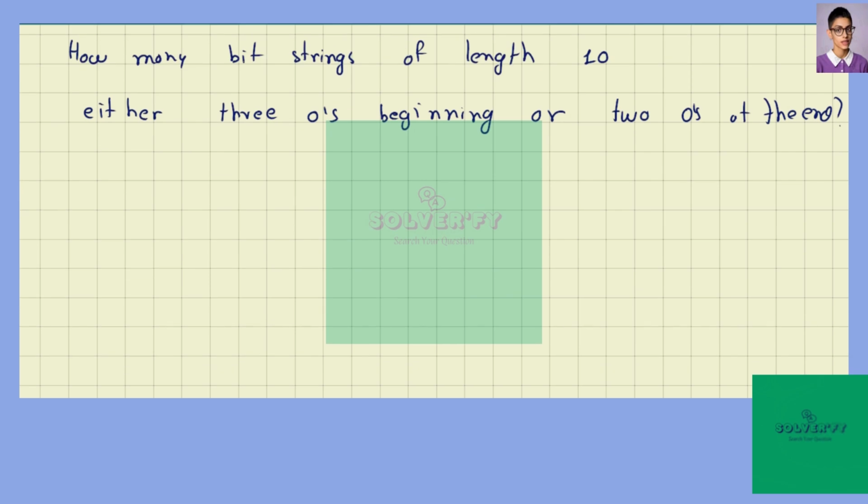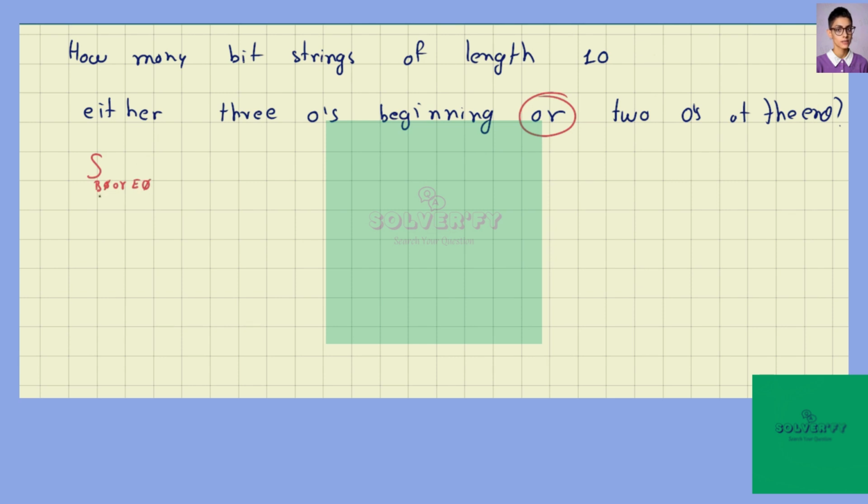Okay, so in this case we need to count how many bit strings of length 10 there are that either begin with 3 zeros or end with 2 zeros. Okay, so when you have the word "or", that means we need to count all the strings that either begin with 3 zeros or end with 2 zeros. So let me create some notation. We'll put it this way.